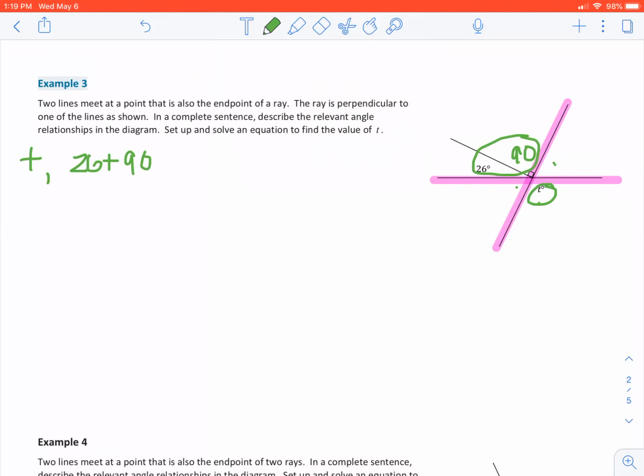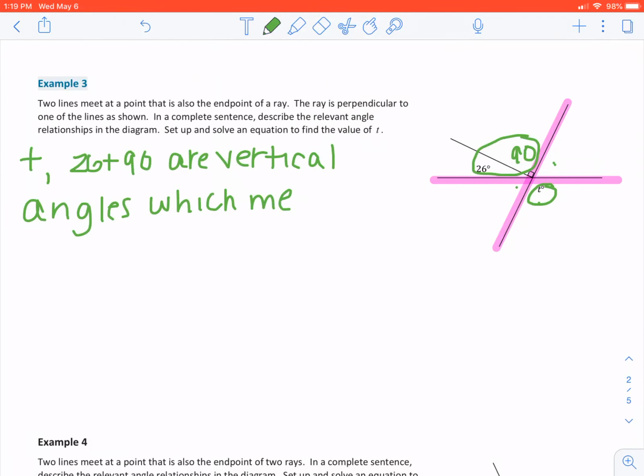So these are called vertical angles, which means they are equal.